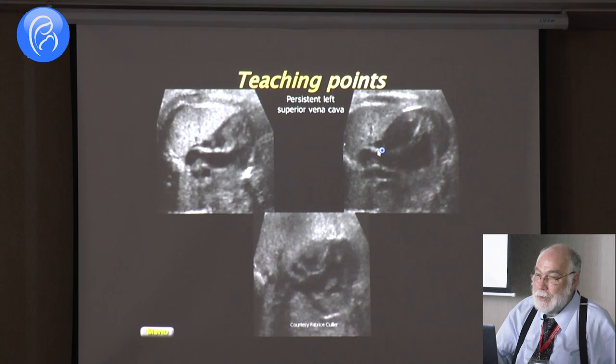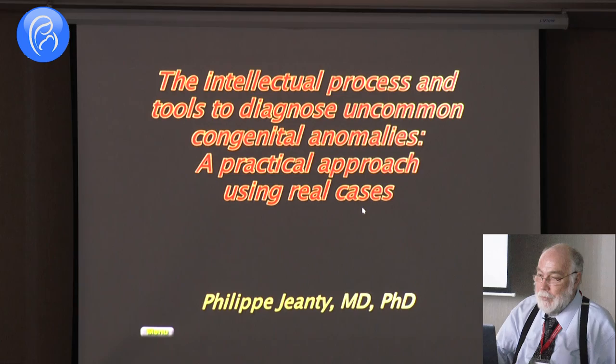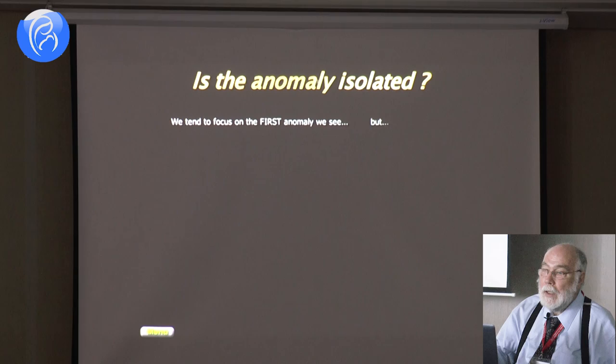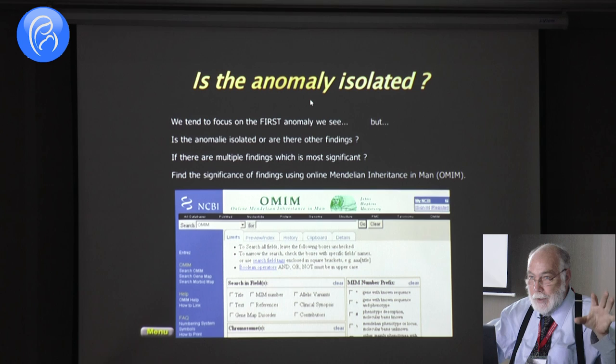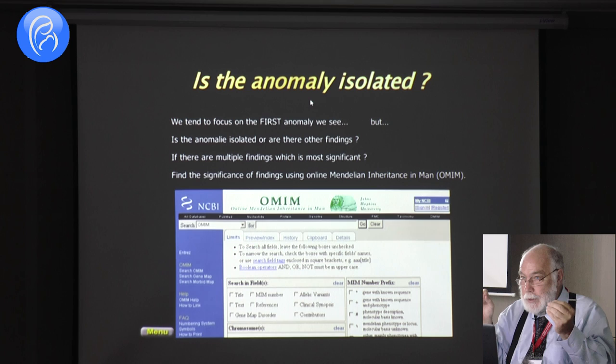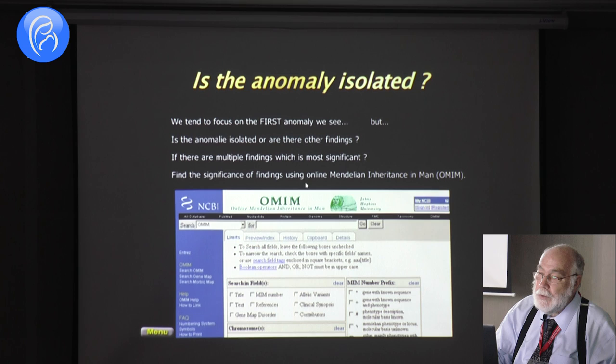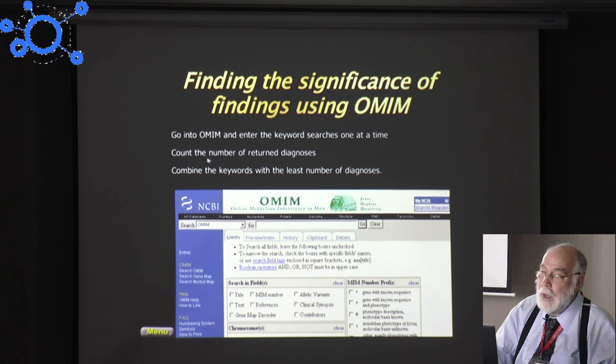If you don't know how to look for a persistent superior vena cava, it's difficult to find. So let's see what is the most significant finding. When you have multiple findings, you have to do some search, and the best way to search is OMIM. But which one is the most important keyword? You type each keyword and see how many answers you get. You put one keyword at a time, count the number of returned diagnoses, and then combine the keywords that have the least number of diagnoses.